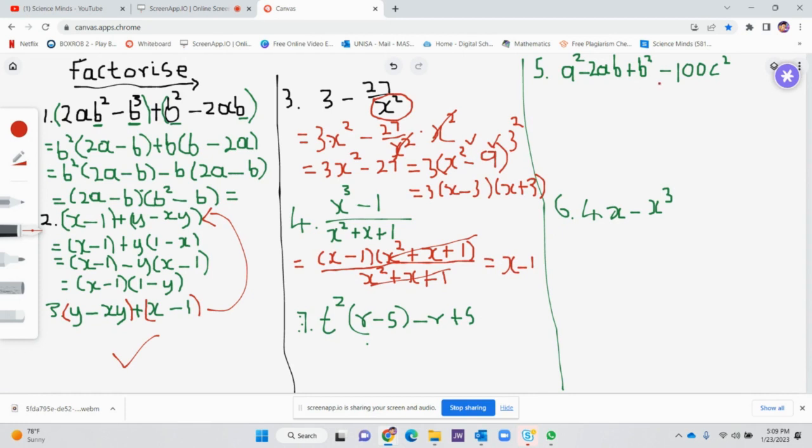Right? And then number 5, what can we do with that one? I can group the first two and then take a out as a common factor. The problem is that then the last two won't have a common factor, so the grouping doesn't work. I can't group a with a c, there's no common factor. I cannot group a squared with 100c squared, there's no common factor. So there isn't a way of creating two brackets in such a way that both of them will have a common factor. So the grouping doesn't work in this case.